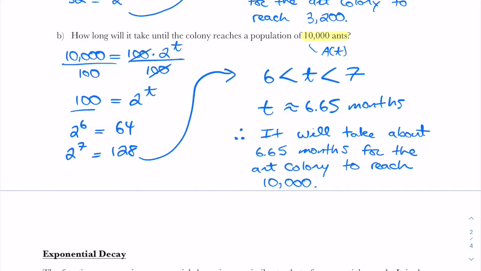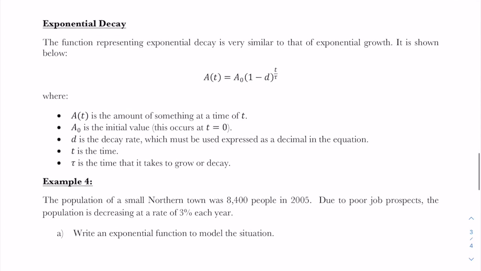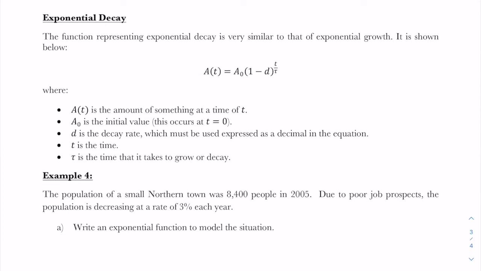All right, and we're done half the lesson. That was exponential growth. Let's move on to exponential decay. Exponential decay is sort of like the opposite of growth. Rather than something increasing with time, it's now decreasing with time. Below you'll find the general equation representing exponential decay. Notice it looks very similar to exponential growth.